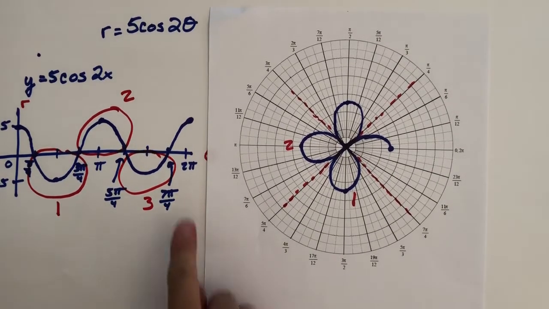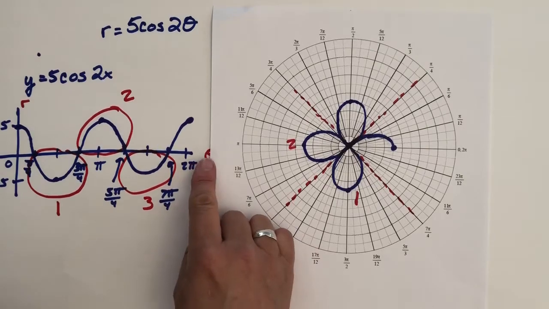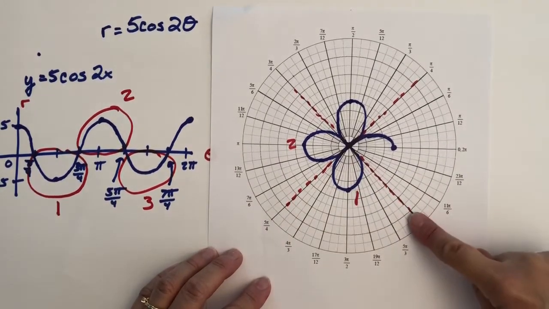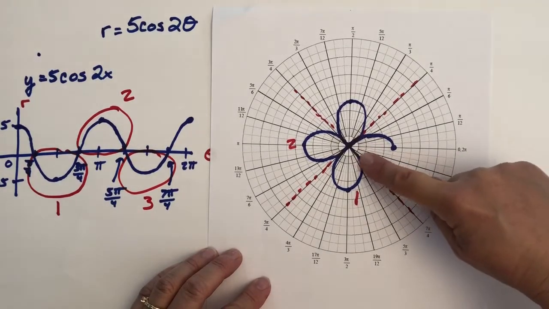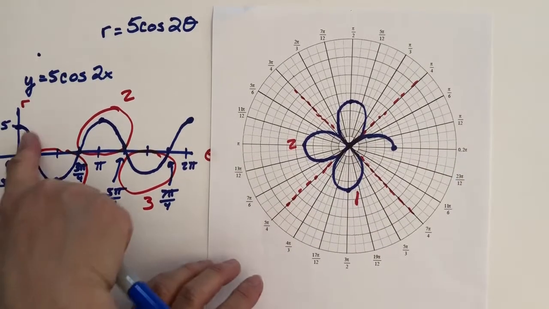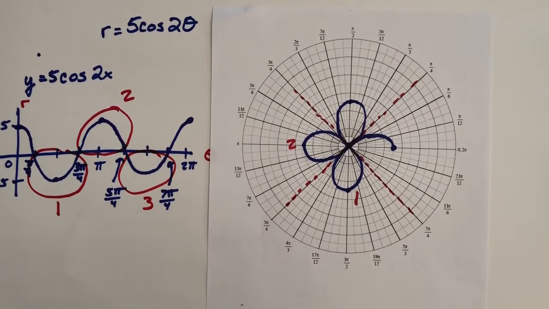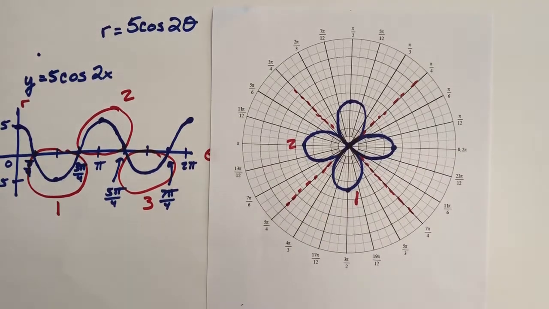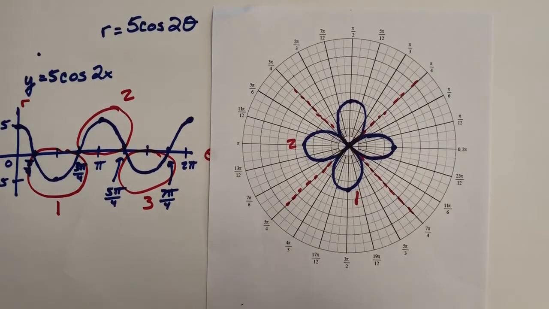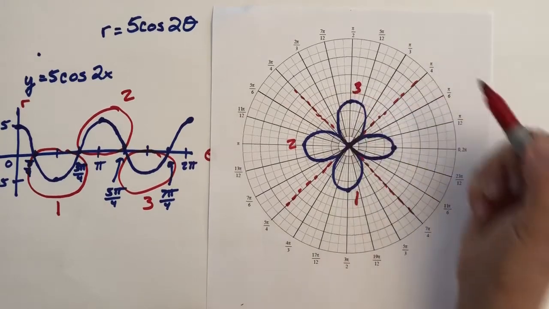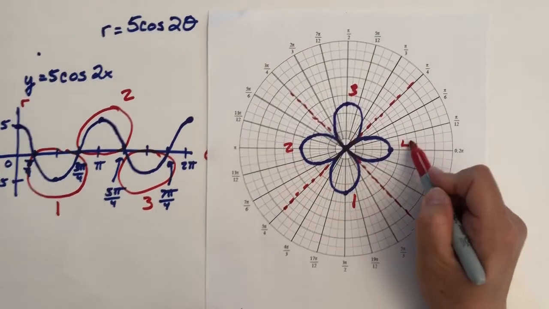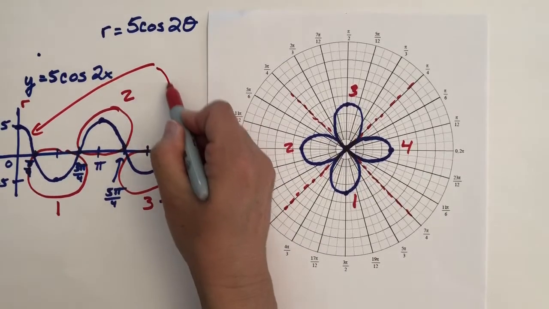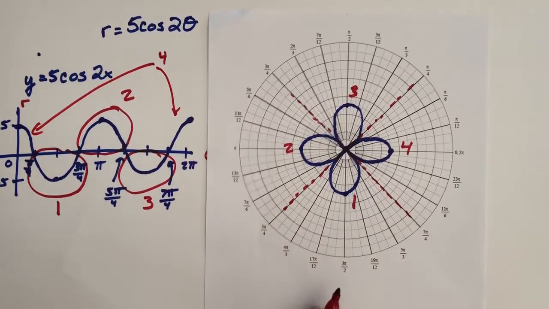And very last, from 7 pi over 4 to 2 pi, our r value is positive. So from 7 pi over 4, which is right here, to 2 pi, r value is positive, and it finishes off the petal that we started at the very beginning. So this was petal 3 up here. And here is petal 4, and petal 4 was actually in 2 parts, right here and right here. Those together gave us petal 4.